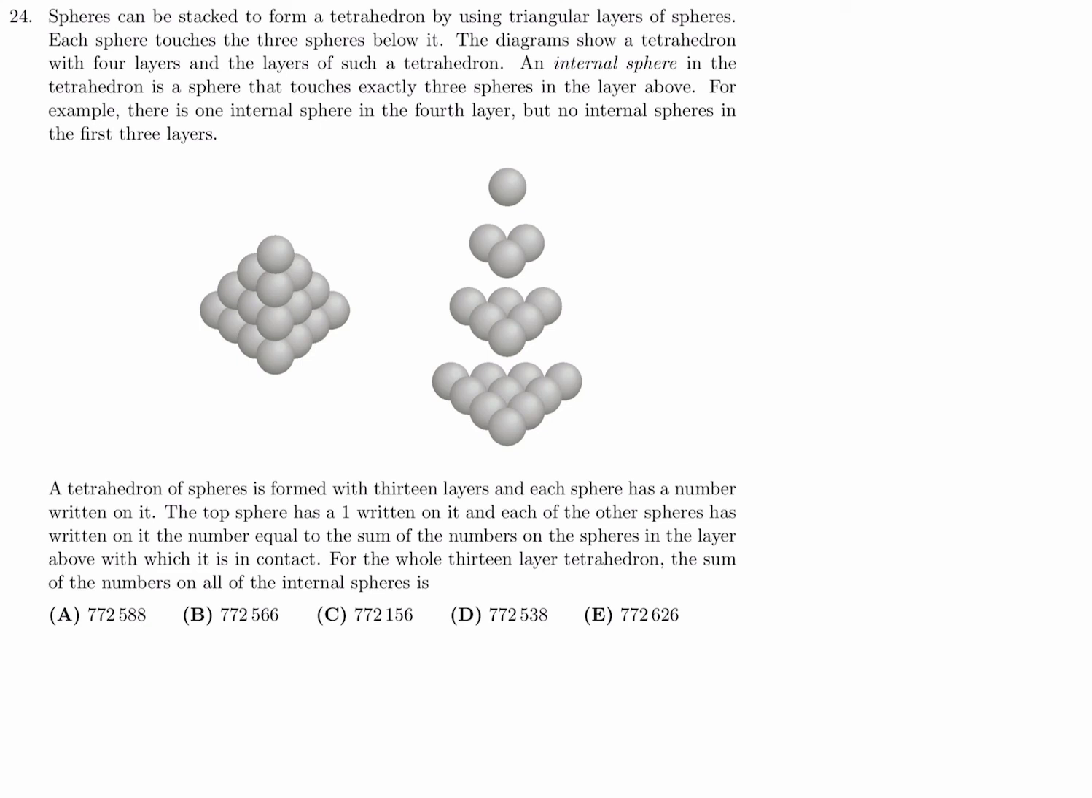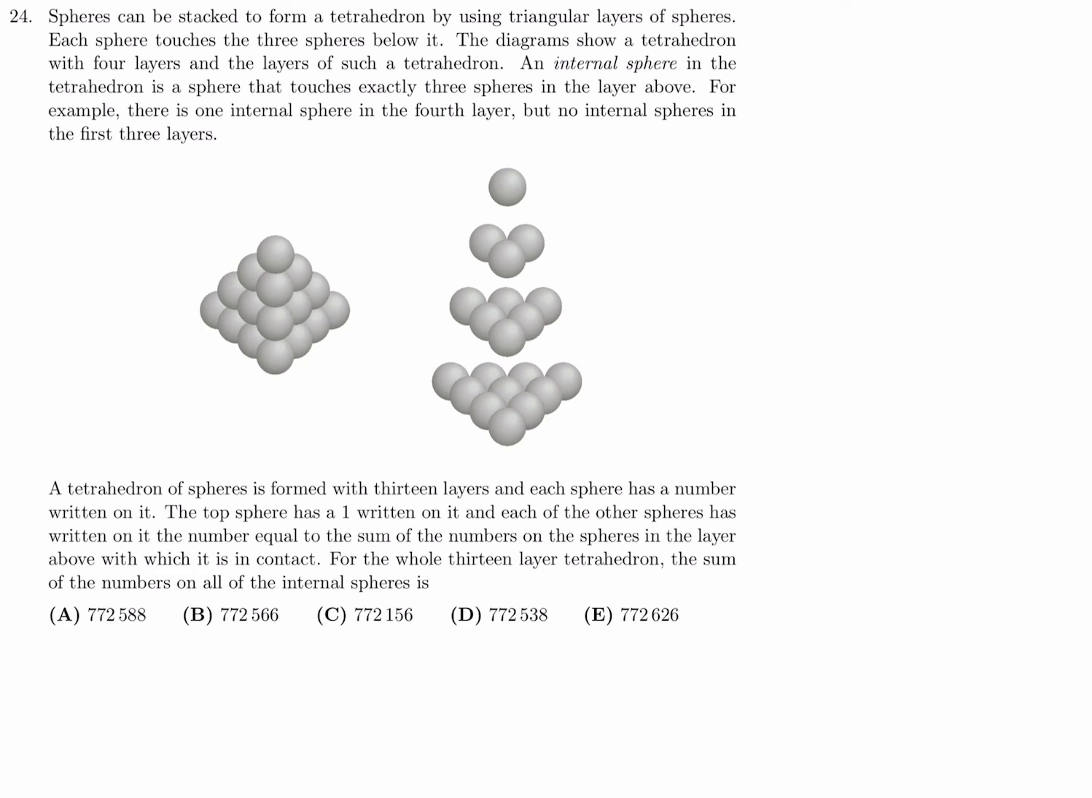An internal sphere in the tetrahedron is a sphere that touches exactly 3 spheres in the layer above. For example, there is one internal sphere in the 4th layer, but no internal spheres in the first 3 layers.